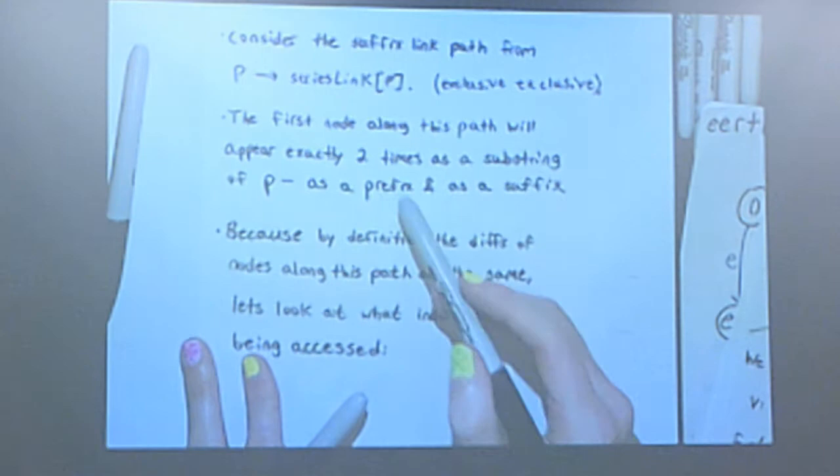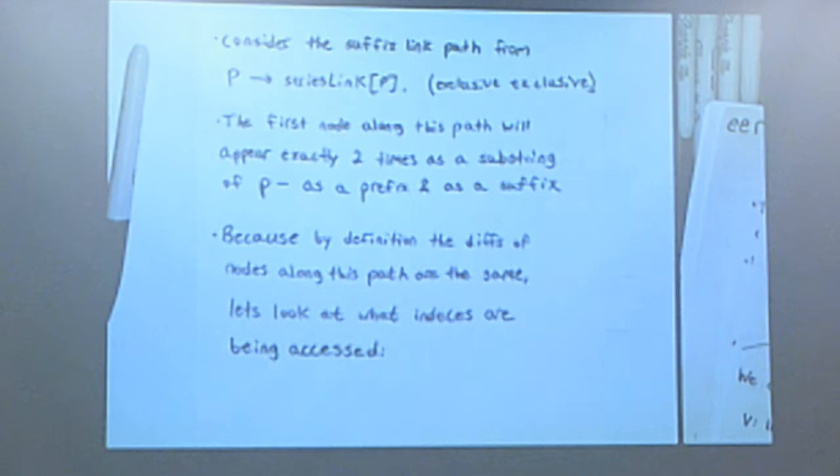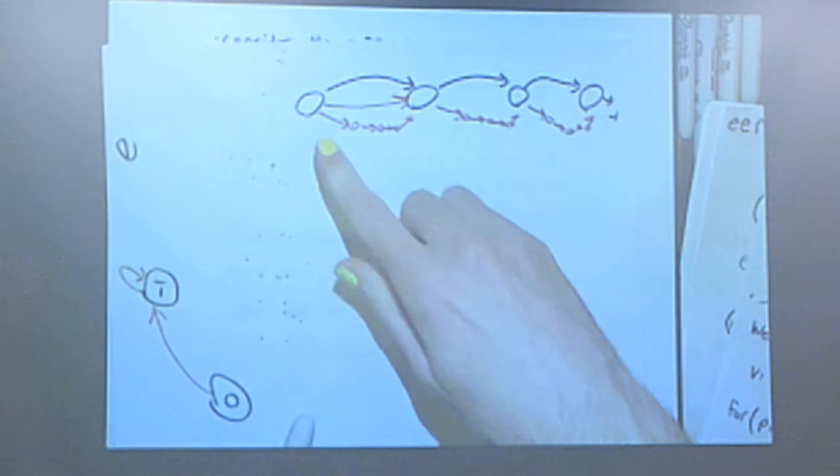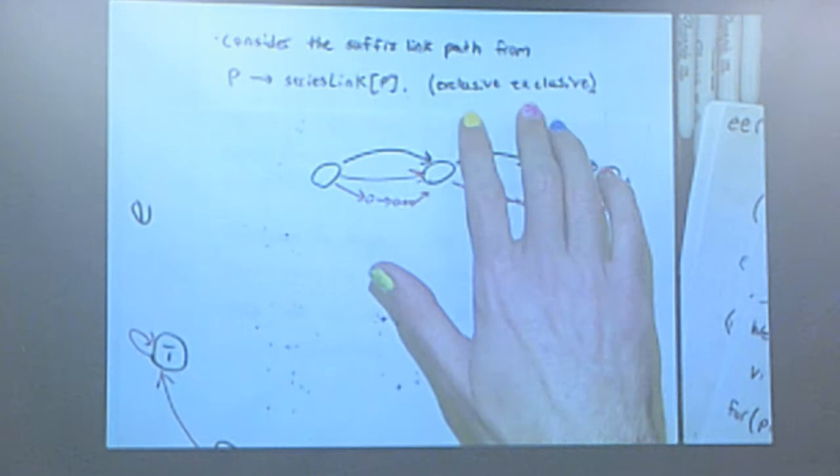So consider the suffix length path from P to the series length, which is this orange path here. It's possible that its suffix length is the series length, so the orange path might not have any nodes. But we're going to consider the exclusive to exclusive path, which means strictly the nodes in here.